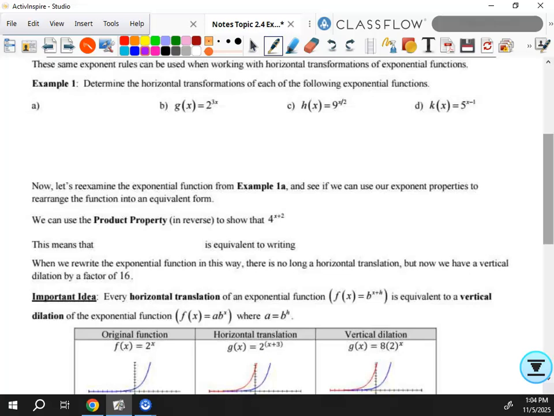So it says the same exponent rules can be used when working with horizontal transformations of exponential functions. So we are going to determine the horizontal transformations of each of the following. Well, A is missing, so I don't know what happened to it, but here we go. I'll just write this in. F of x equals 4 to the x plus 2 power.